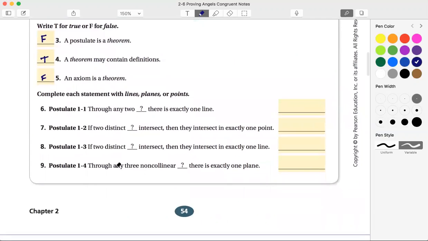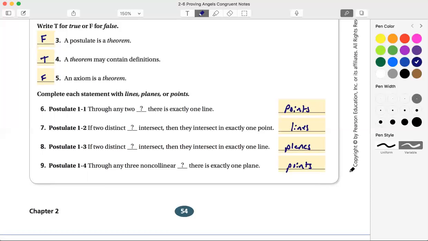Okay. So number 6. So we're going to complete each statement with lines, planes, or points. So through any 2 points, there exists exactly one line. If 2 distinct lines intersect, then they intersect in exactly 1 point. If 2 distinct planes intersect, then they intersect in exactly 1 line. And through any 3 non-collinear points, there's exactly 1 plane.